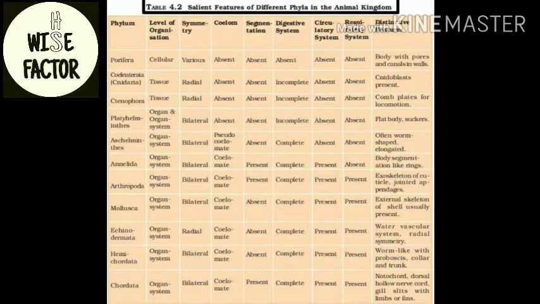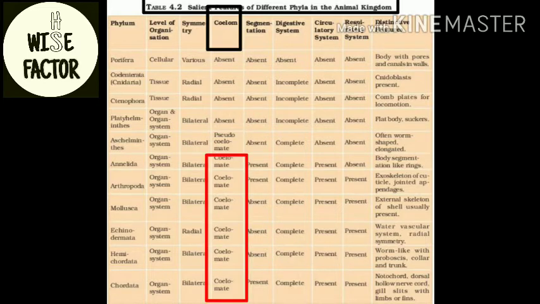Having done with symmetry, let's now move on to coelom. A phylum may be either acoelomate, pseudocoelomate, or coelomate. Now the border phylum, which is pseudocoelomate, is Aschelminthes. All other phyla which are simpler than Aschelminthes are acoelomate, and all other phyla which are more complex than Aschelminthes are coelomate. So, the only thing to remember about coelom is that Aschelminthes have pseudocoeloms.